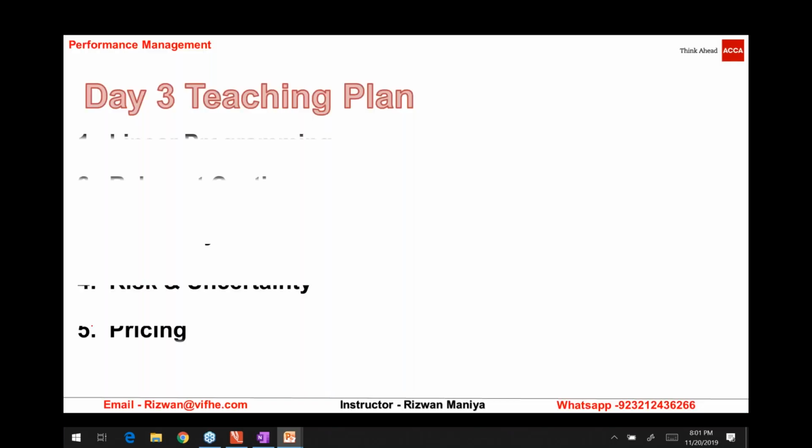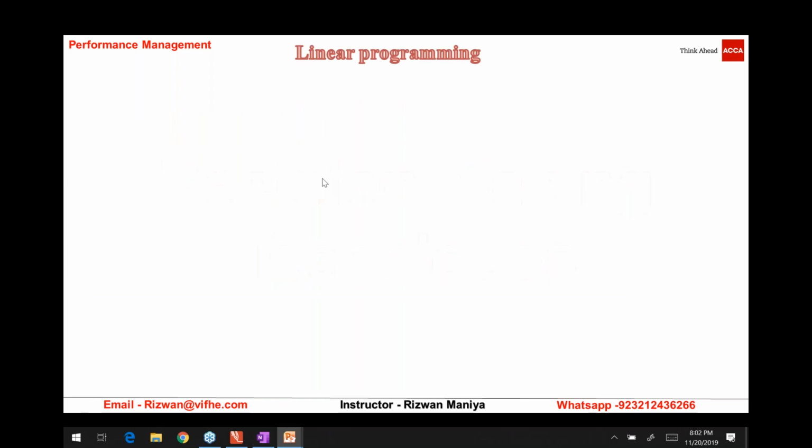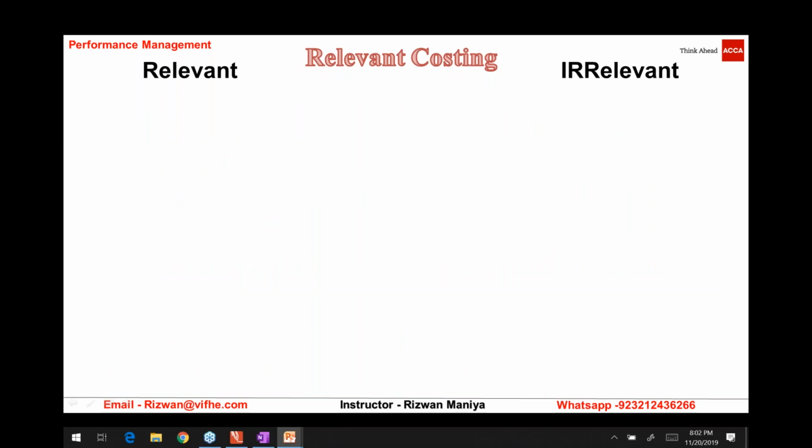So day three is decision making, one of the core areas, and you can see we have relevant costing, linear programming, CVP analysis, risk and uncertainty, and pricing. First of all, I will be starting with the very important area, and that is relevant costing, because relevant costing is important for examination.